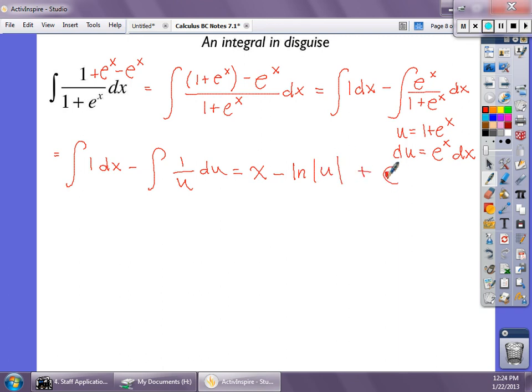Now I'm going to resubstitute my u, and so this becomes x minus the natural log. I don't need the absolute value anymore because 1 plus e to the x is always positive, and then plus c.